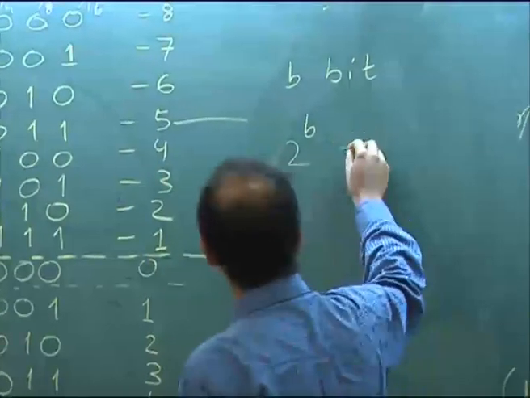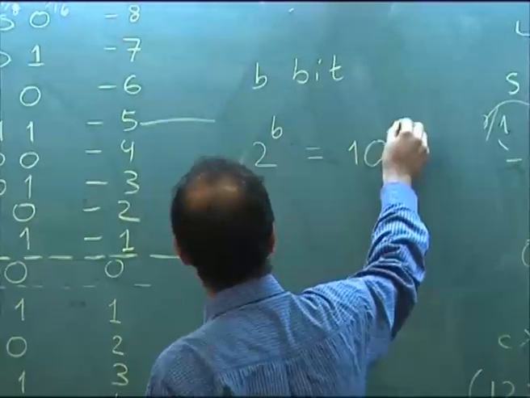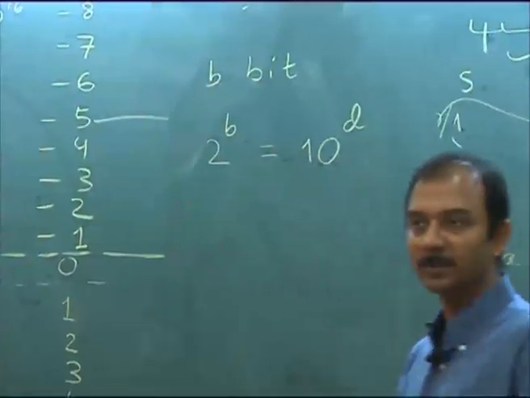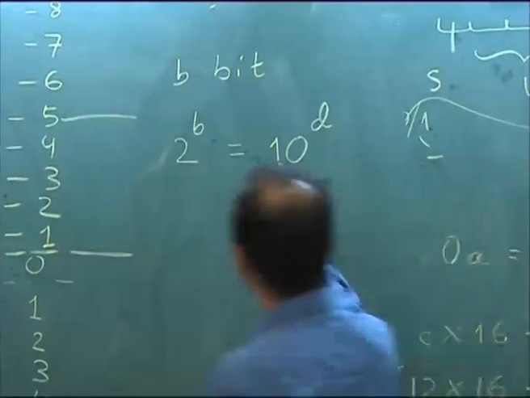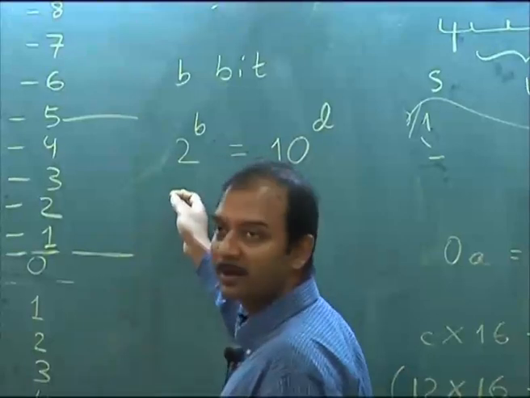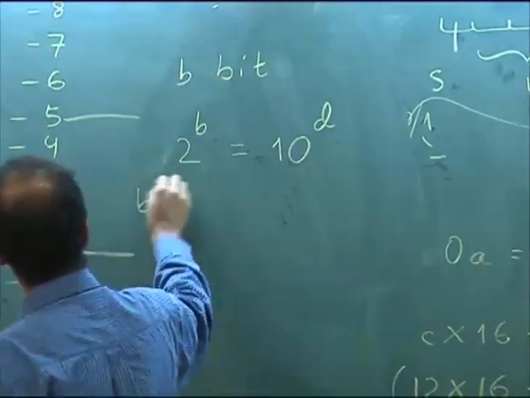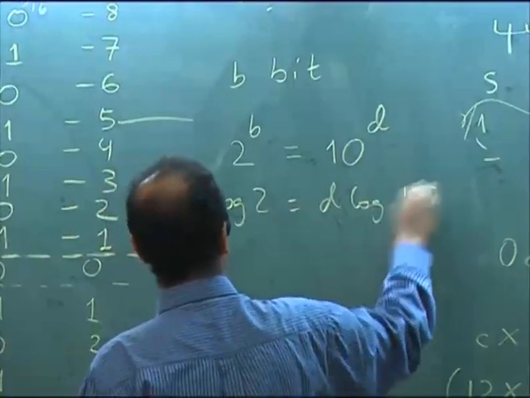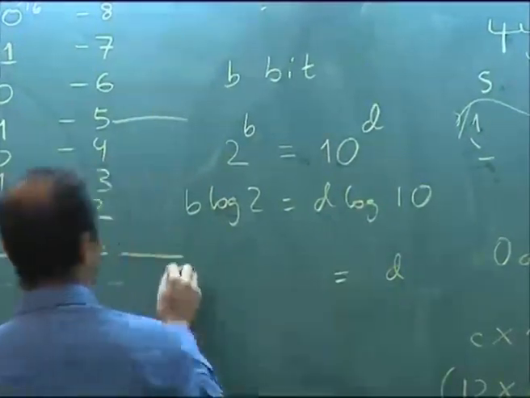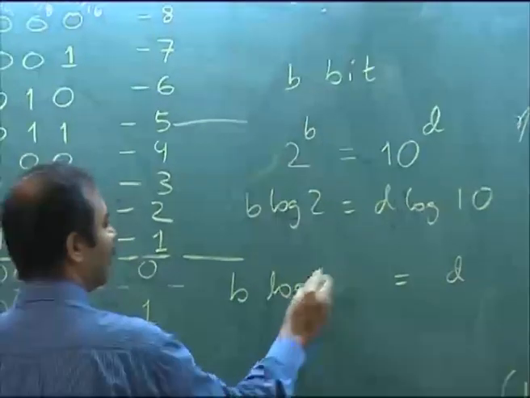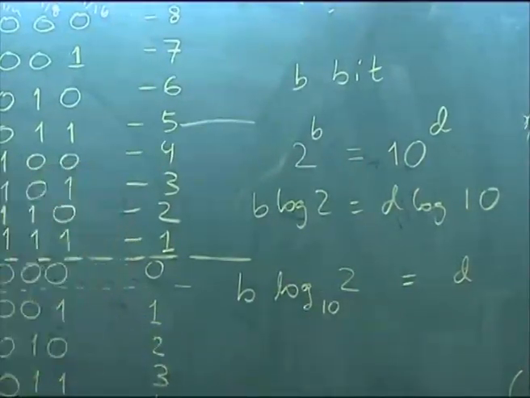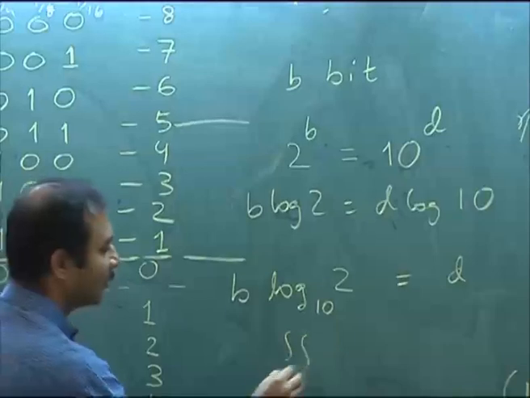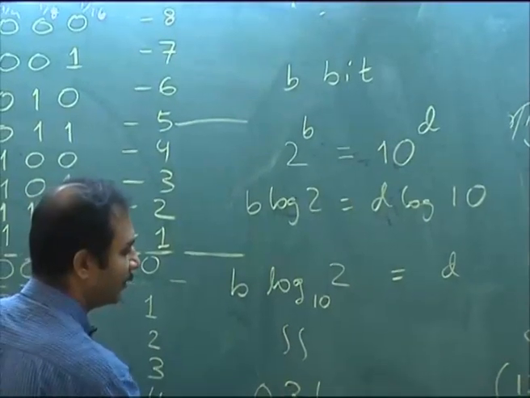Now, if you want to ask, that's roughly equal to 10 to the power what in decimal? How many decimal digits do you get if you have b binary bits? Then you say b log 2 equals d log 10. And so d is equal to b times log 2 to the base 10, which is approximately equal to 0.3b.